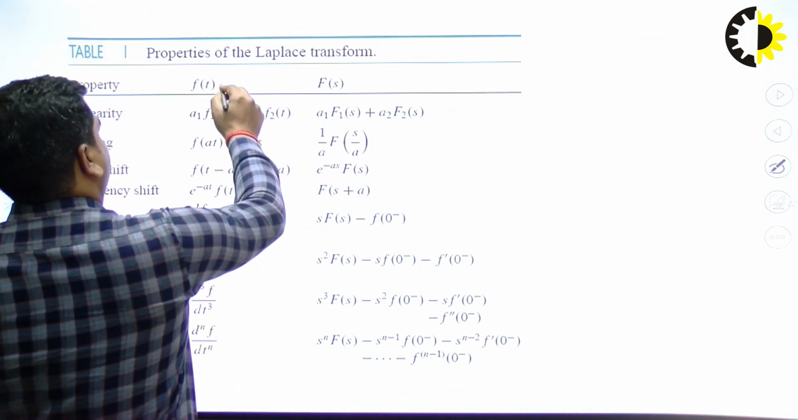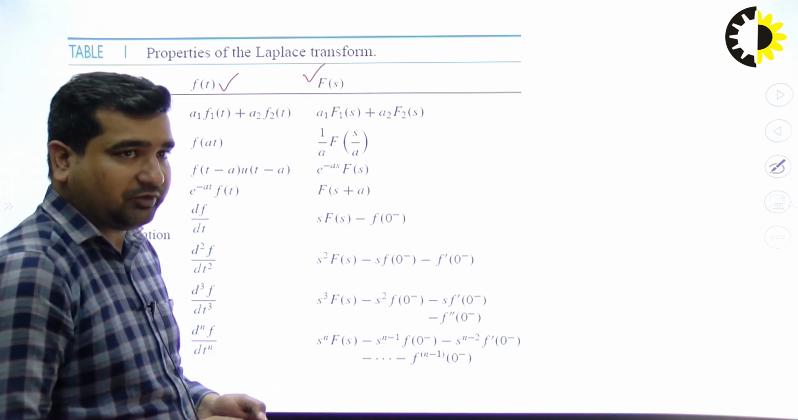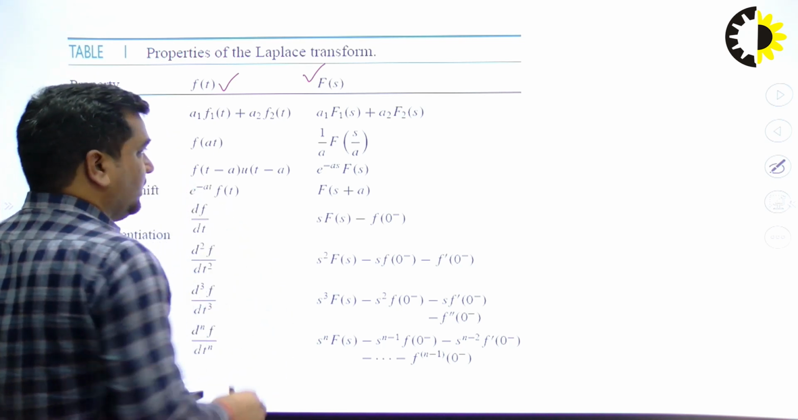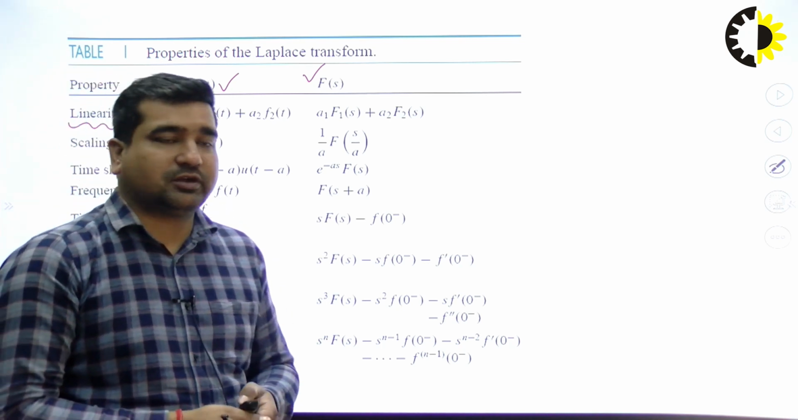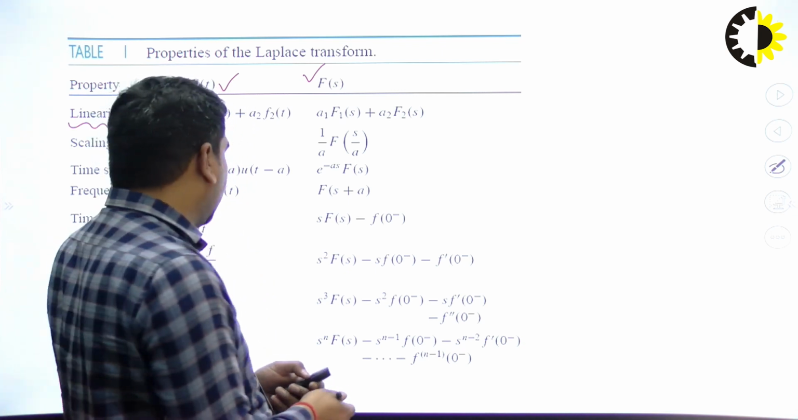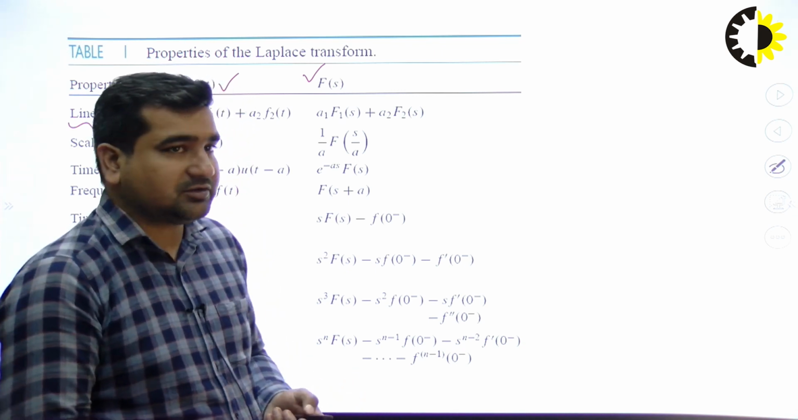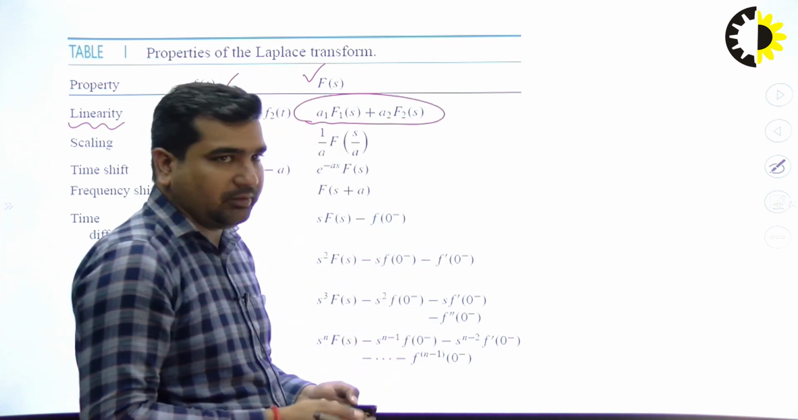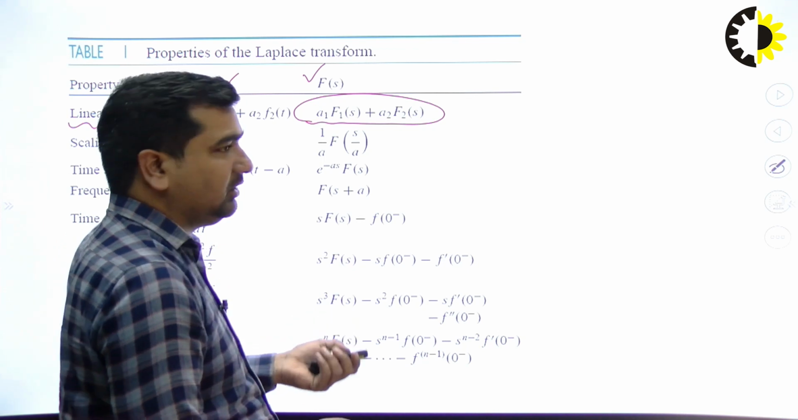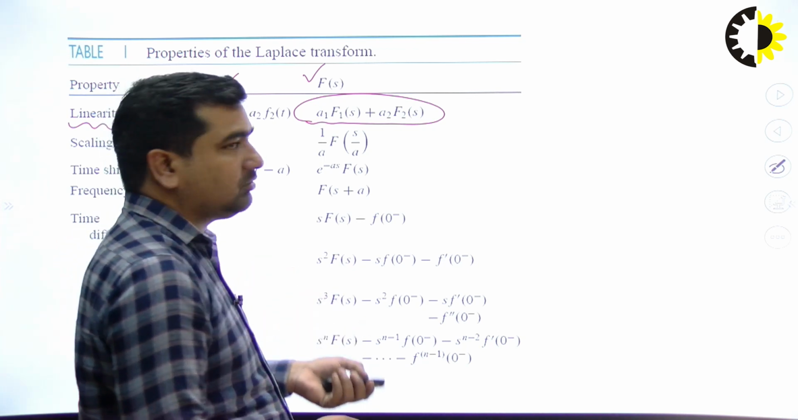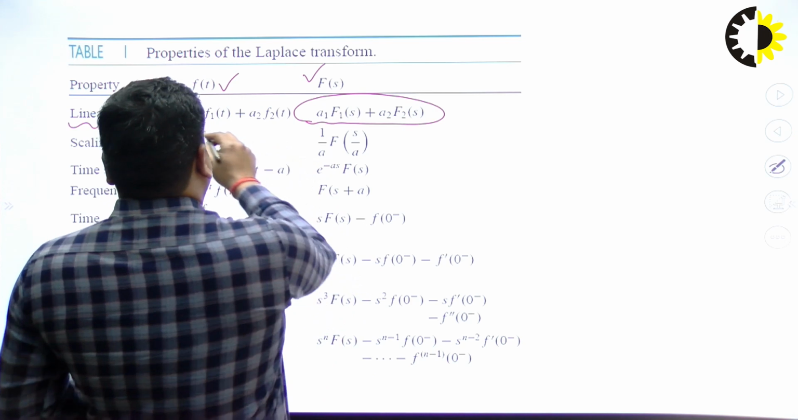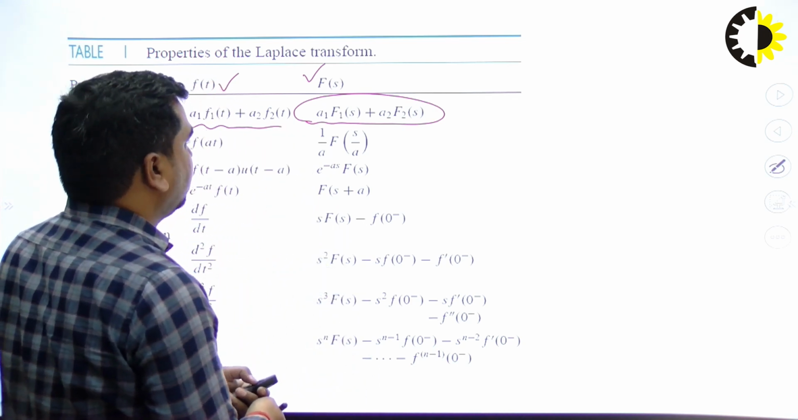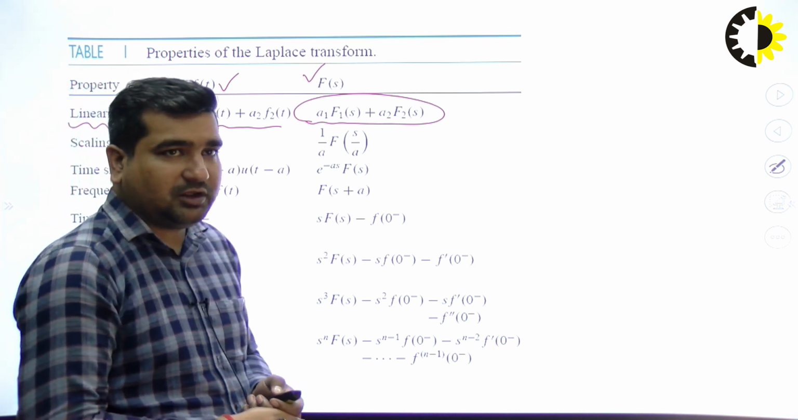If we have function f(t), then its Laplace transform is F(s). The first property is linearity. If we multiply the function by a scalar quantity, or we add two functions, then the Laplace transform becomes like this. When we multiply by 2 or 3 or any quantity, it is 2 times F(s). If we have a1 f1(t) plus a2 f2(t), then the Laplace transform is a1 F1(s) plus a2 F2(s).